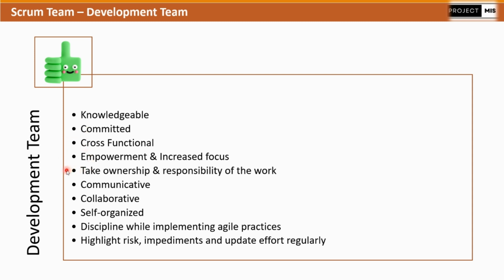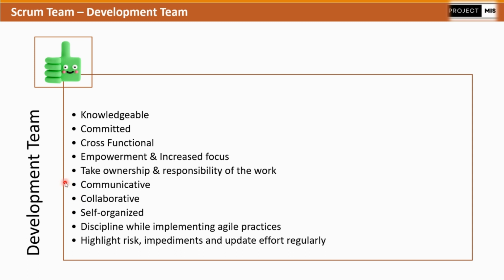They have to take ownership and responsibility of the work. Until they feel accountable for the development of the work they are doing, we will not be able to meet the objective of agile. So whatever task they are taking, whatever story they are taking and working on, they have to take full ownership and responsibility of their work.